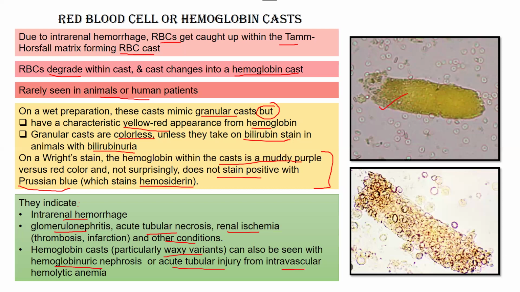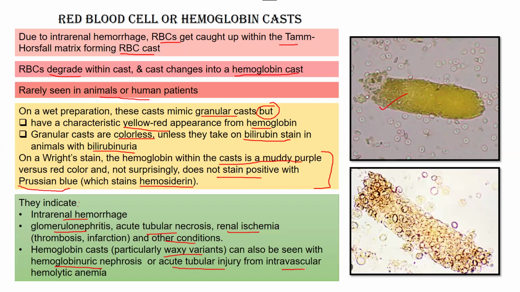You should know that these are all the conditions in which you can have RBC or hemoglobin casts. I hope you have a bit of knowledge of what hemoglobinuric nephrosis is. It is basically a condition in which there is inflammation of your kidneys, especially the filtration side, the Bowman's capsule, and the pores will get increased, so that they will start to filter the hemoglobin.